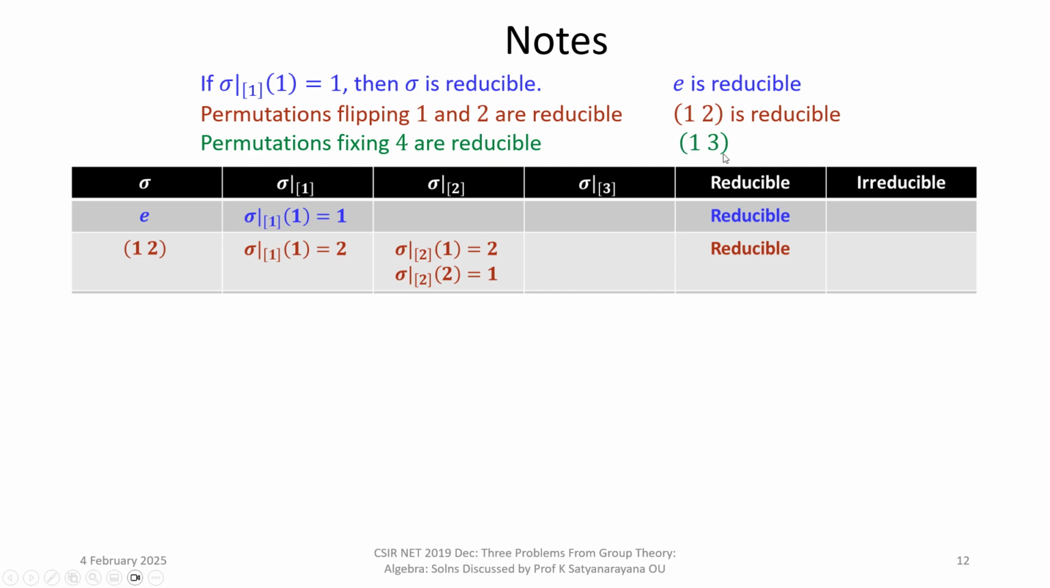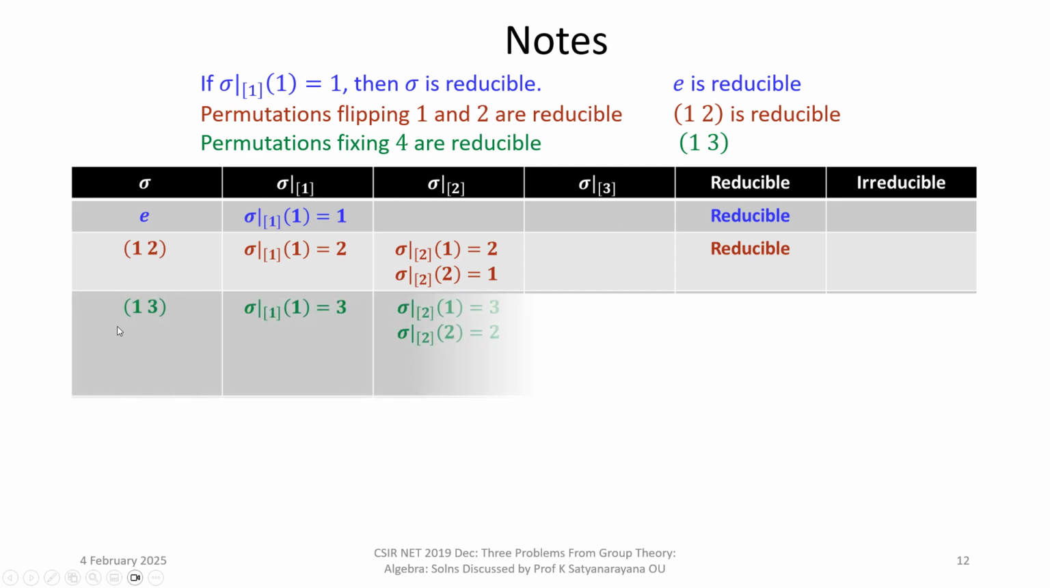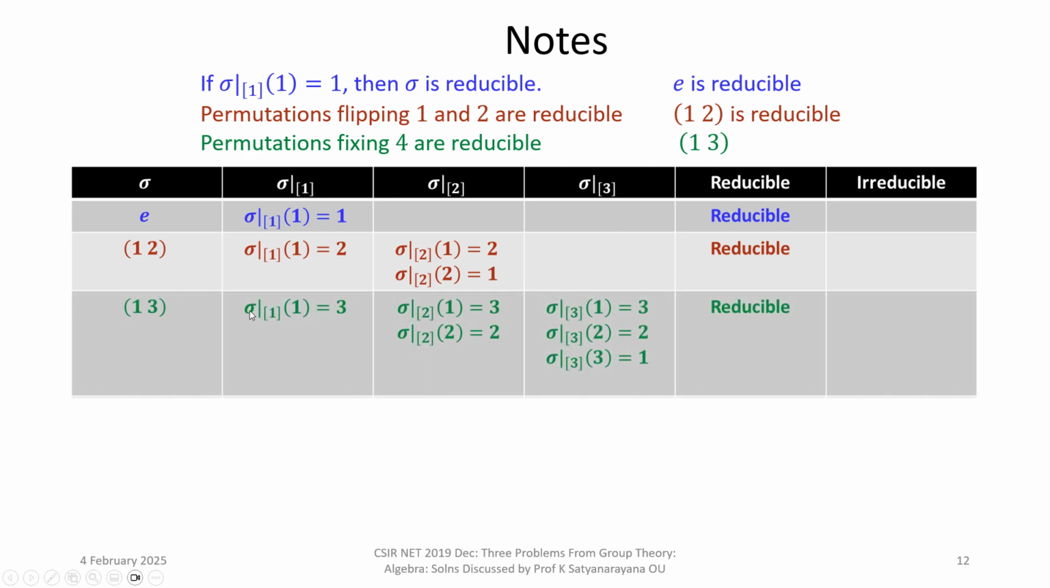So, for example, (1 3). It is fixing 2 as well as 4. But our concern is fixing 4. So it fixes 4. So now let us take (1 3). Sigma restricted to bracket 1 sends 1 to 3. Sigma restricted to bracket 2 sends 1 to 3. Sigma restricted to bracket 2 sends 2 to 2, because 2 is fixed here.